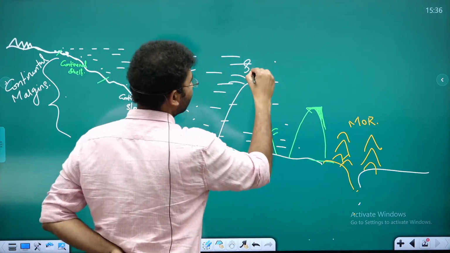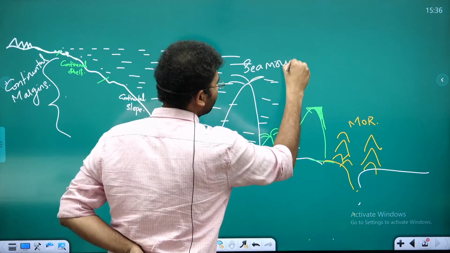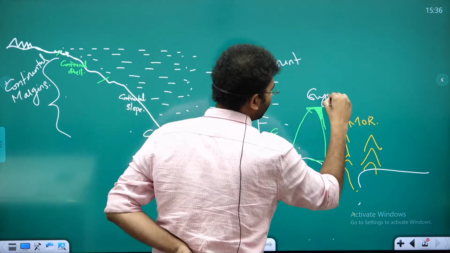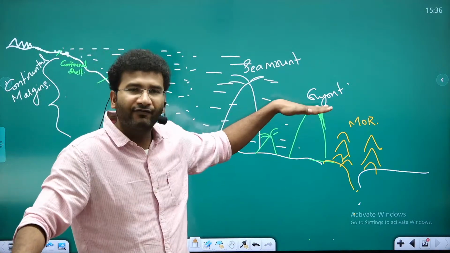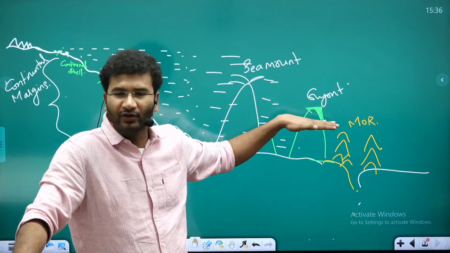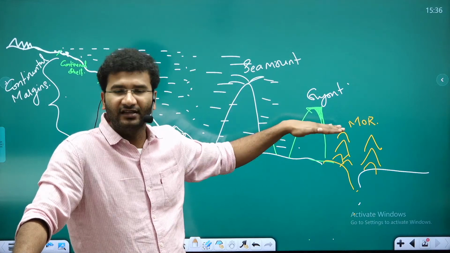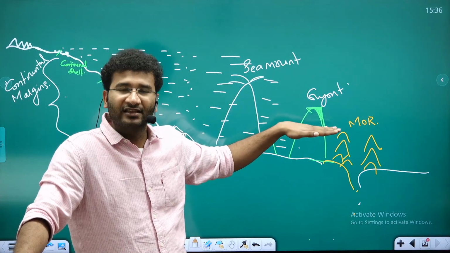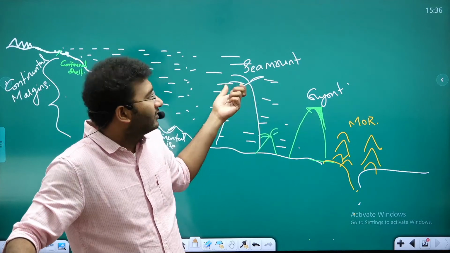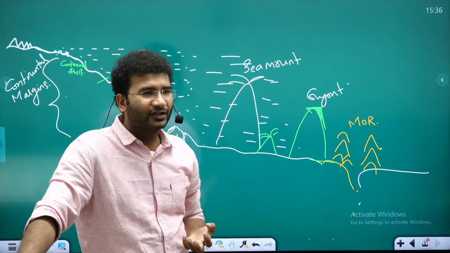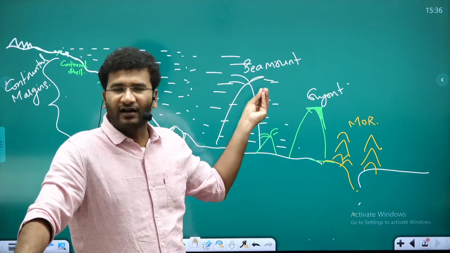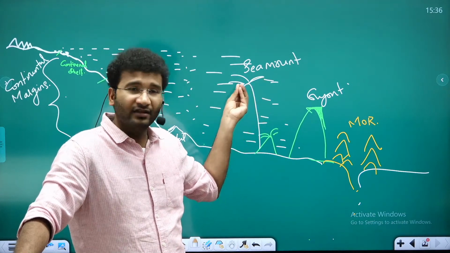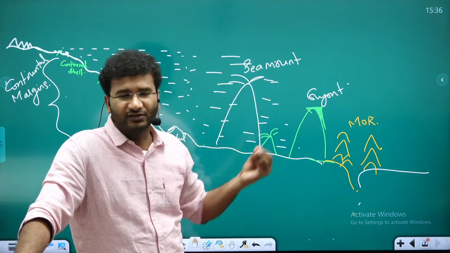So this is called a seamount. This is called a guyot. A guyot is where you have a flat-topped mountain or a flat-topped seamount which is less than 1000 meters, and a seamount is nothing but a mountain within the ocean, usually formed because of volcanic activity. Here the height of this mountain is greater than 1000 meters.